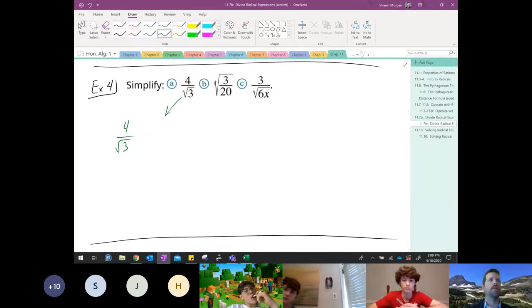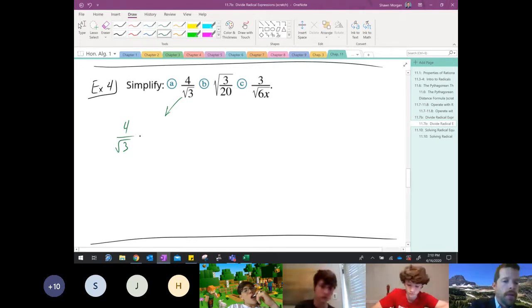So what would be a clever form of 1? Campbell, can you pick me something to multiply this by such that my square root of 3 is going to be out of the way?